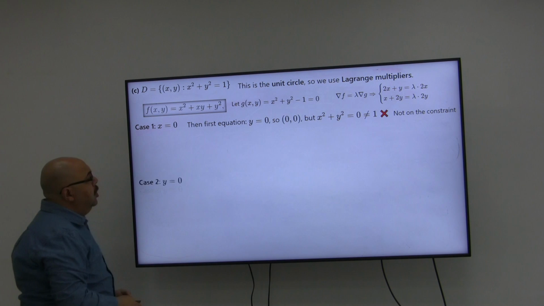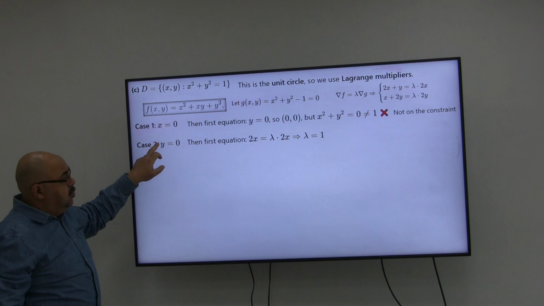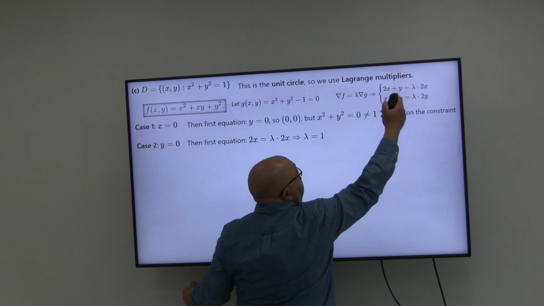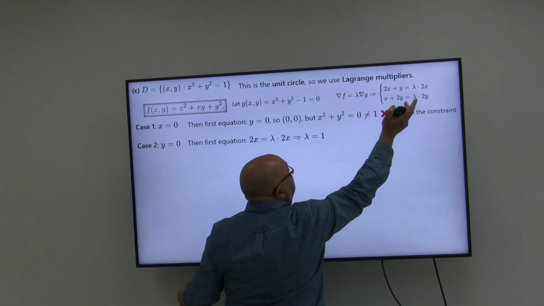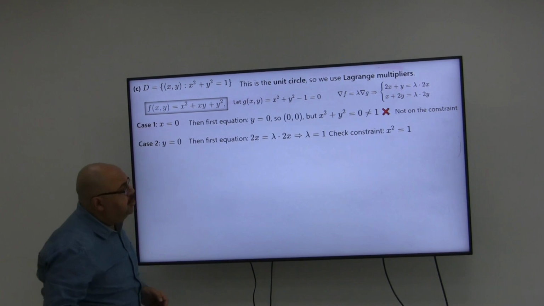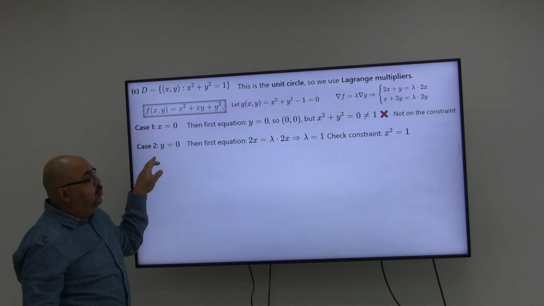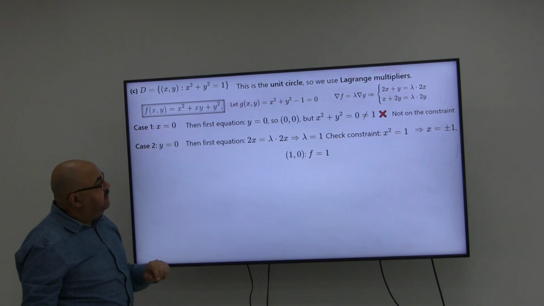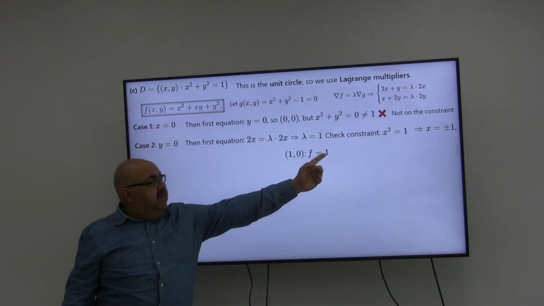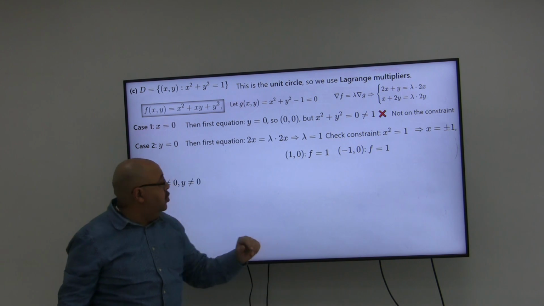So I will go to the case of y is equal to 0. Once you put y is equal to 0 in any of the equations, you will have 2x equal to lambda 2x, which means lambda is equal to 1. Then continue, check constraints, x squared is equal to 1, which means it will happen when x is positive or negative 1, as I told you. When x is positive 1 and y is equal to 0, the value of the function is going to equal to 1, and for negative 1 is equal to 1 also.